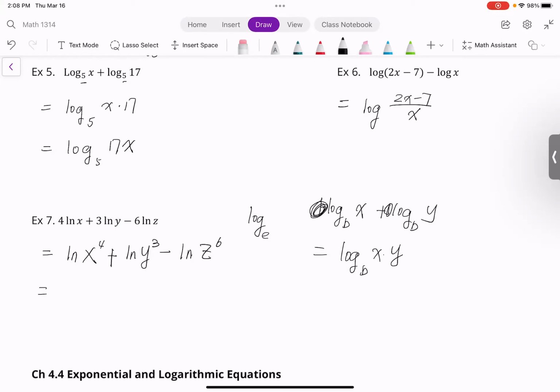All right, let's combine them. The first 2 terms, that's ln of x to the 4th times y cubed, minus ln z to the 6th. Now we have subtraction. The inside is division: x to the 4th, y cubed divided by z to the 6th.